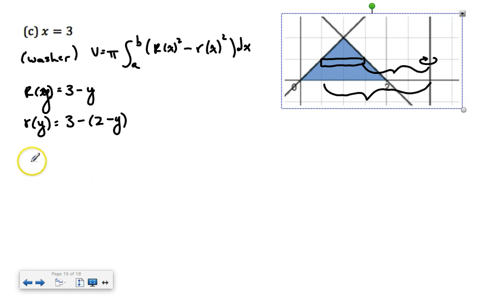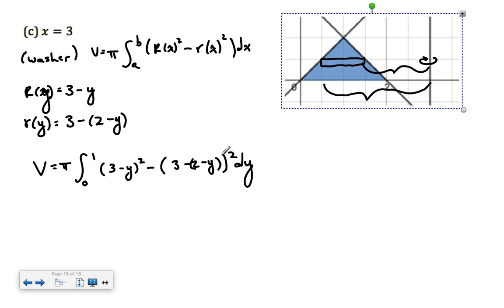Using the volume for a washer, it'll be the integral of 3 minus y squared minus 3 minus 2 minus y squared dy. And I can put that whole thing into a calculator, and the volume of that washer will be 4 pi cubic units.